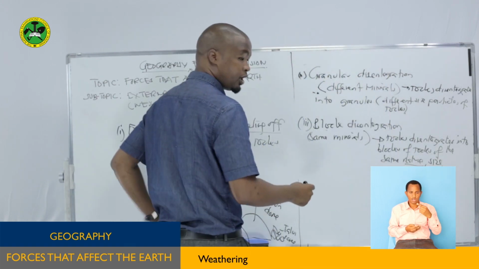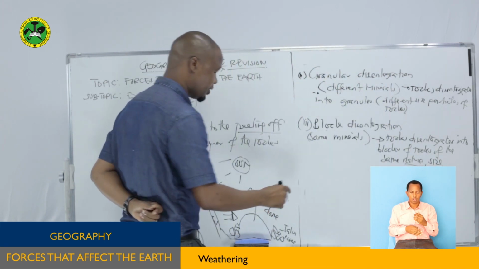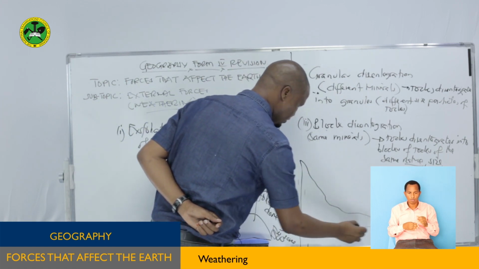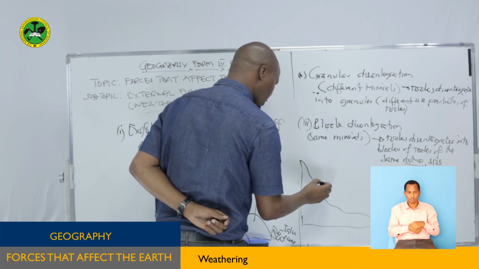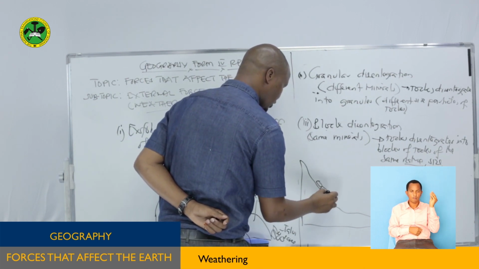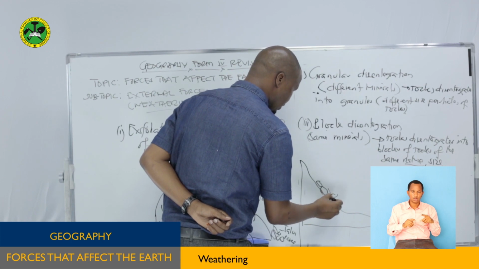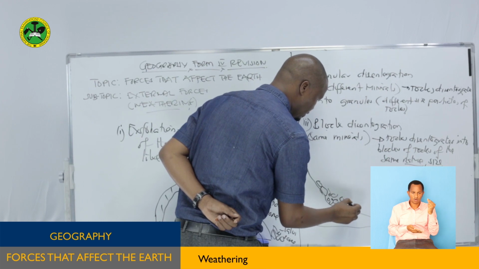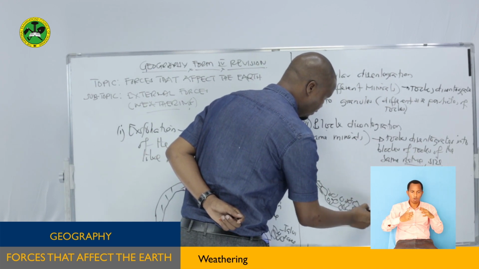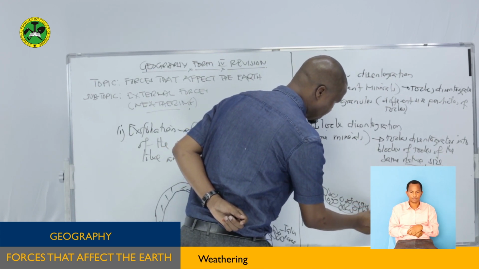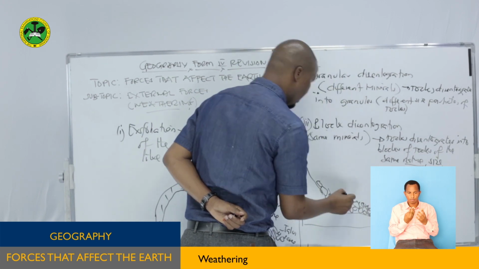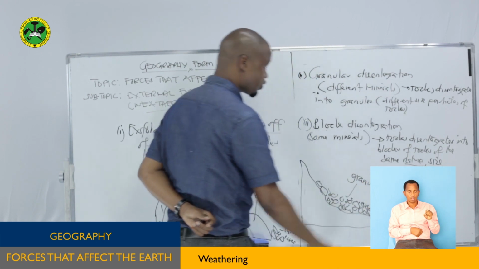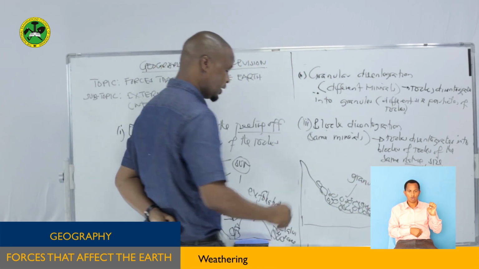So let me show the difference in drawing. In granular disintegration, the rock contains different minerals, so automatically the rock disintegrates into the smallest, large, medium, etc. These are what we call the granules, different rock particles of different size. Are we together? This is what we call granular disintegration.